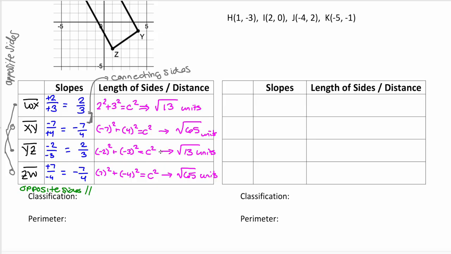All sides are not the same, so that eliminates a rhombus. The only thing left is a parallelogram. Parallelogram says that two sets of opposite sides are parallel and two sets of opposite sides are congruent. That means that the classification is a parallelogram.